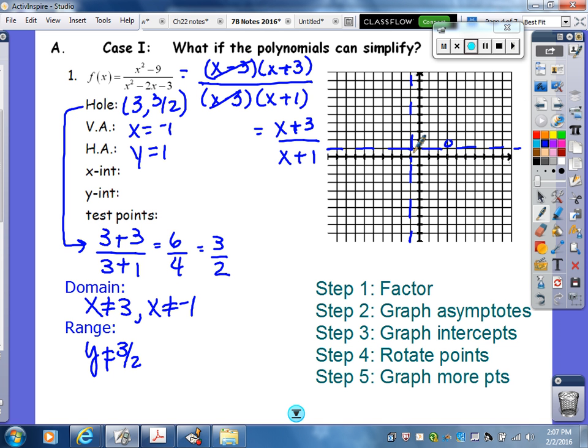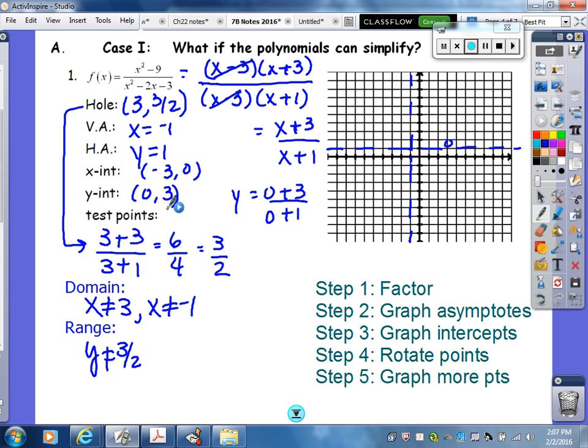All right, let's find the x-intercept. Looking back at your guidelines, this is number 4. The x-intercept is the 0 of the numerator. So what makes your numerator 0? Well, -3. So -3, 0 is an x-intercept. Go up to step 3. What's a y-intercept? You're going to plug 0 in for your x's. So y is equal to 0 plus 3 over 0 plus 1, which is just 3. So 0, 3 is a y-intercept.